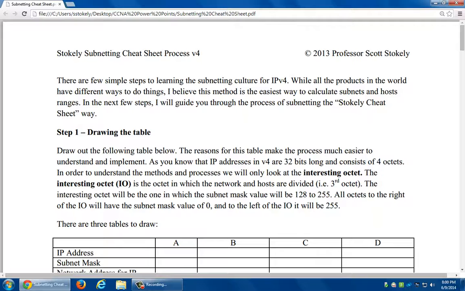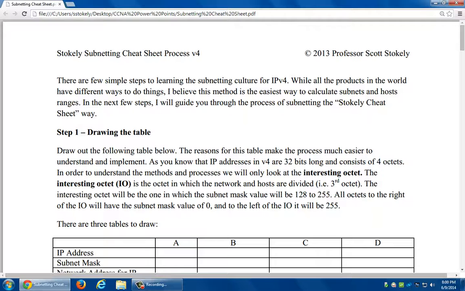Okay, we have a few simple ways that we can subnet IPv4, and I'm going to explain these to you. There are many different ways to subnet or to understand the subnetting concept. However, I believe that my cheat sheet is going to be the easiest for you to understand and learn because I took the math out of it.